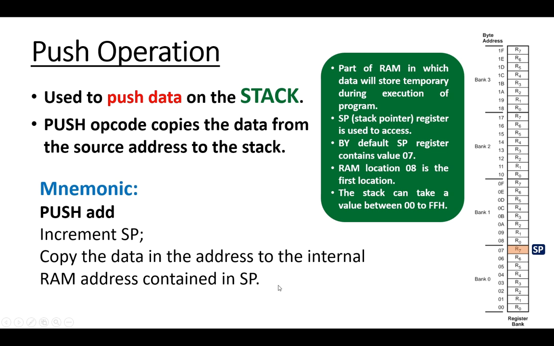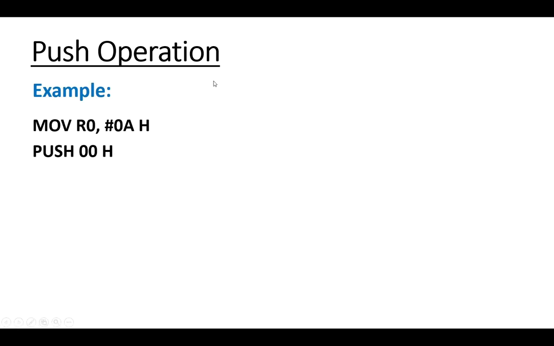We will see an example, then you will get a proper idea how this operation is performed. Let's say this is the move instruction. First we are moving 0AH data into R0. So 0AH is 8-bit data which is loaded into the R0 register, and then we are pushing the content of 00H onto the stack.